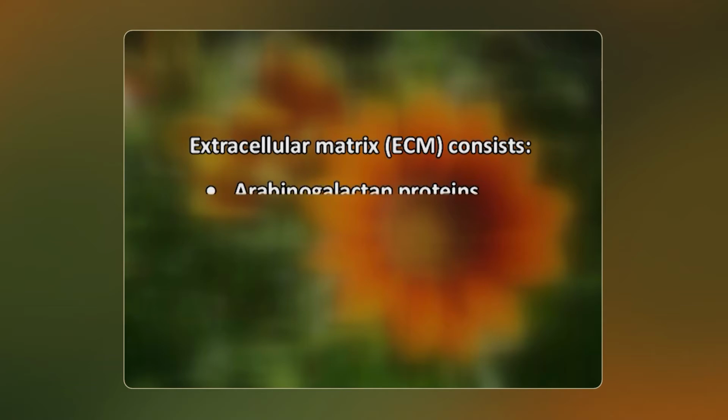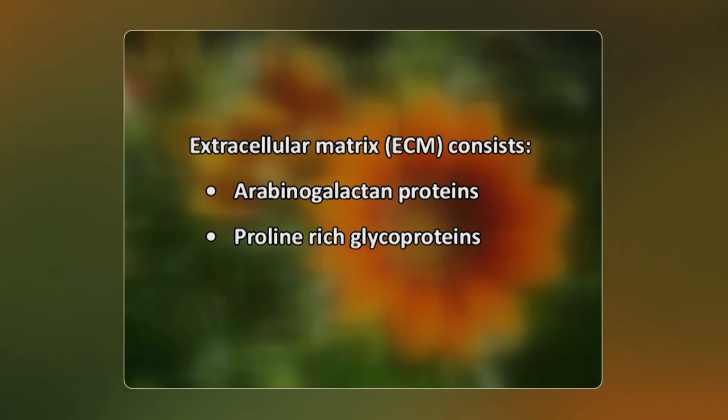During its growth through the style, the pollen tube interacts with the components of the extracellular matrix of the transmitting tissue. The extracellular matrix, also called ECM, consists of a complex mixture of proteins, particularly the arabinogalactan proteins, proline rich glycoproteins and extensin like proteins. The arabinogalactan proteins, AGPs, are highly glycosylated hydroxyproline rich glycoproteins.